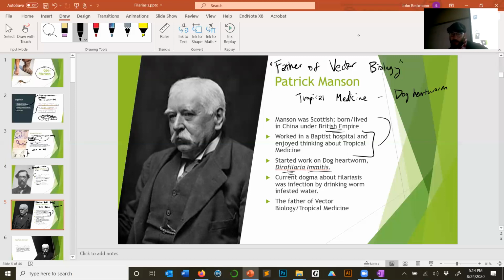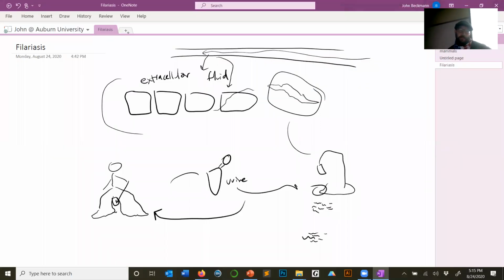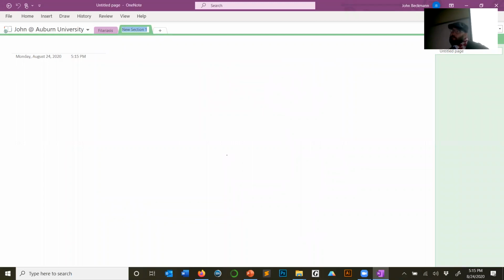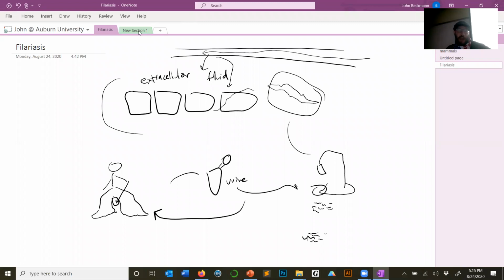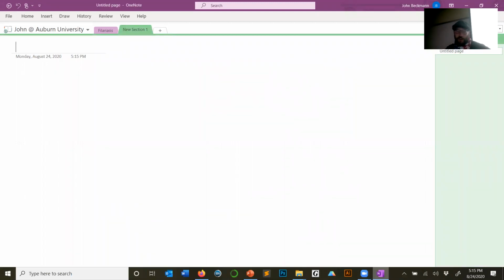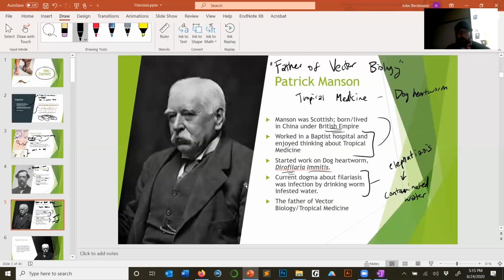And he had a big hypothesis that elephantiasis was spread around by bad, contaminated water. Just so you know, at this time in history, people did not know how diseases spread. We knew almost nothing about the life cycles of these diseases. We knew nothing about the pathogens. This is all before those discoveries were made. So just keep that in mind as we talk about these discoveries.